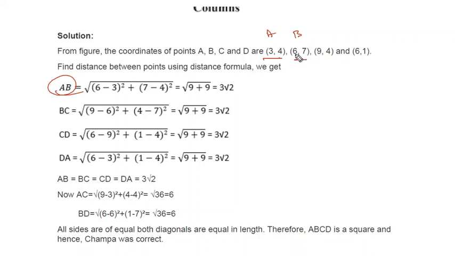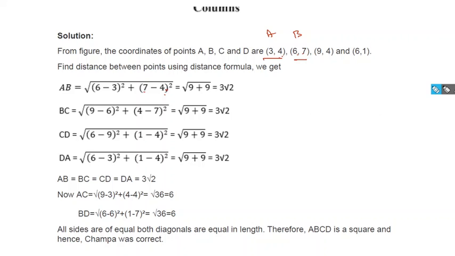So x2 minus x1, so 6 minus 3, whole square, plus 7 minus 4, whole square, then root over. 6 minus 3 is 3, 3 square is 9, 7 minus 4 is again 3, then 3 square is 9. Now 9 plus 9 is 18, and root of 18 is equal to 3 root 2. So we first found the value of AB. So AB is 3 root 2.